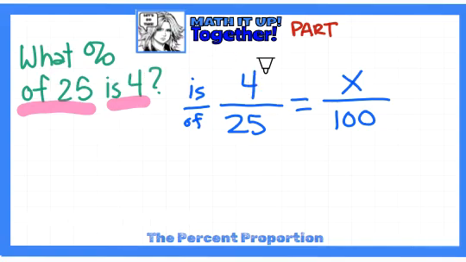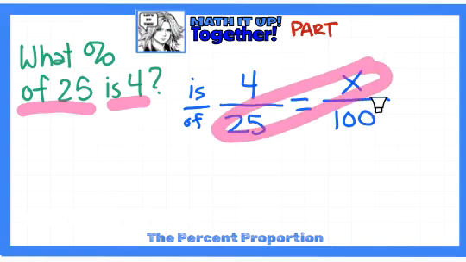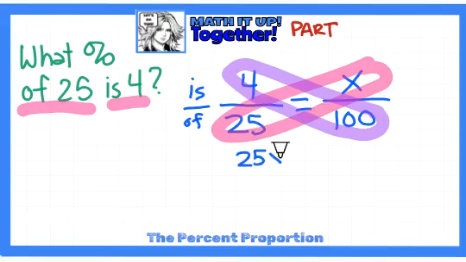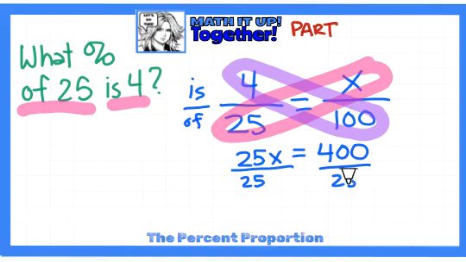There we go. Now we can use that special magic that proportions have, and we can use that to solve our problem. 25 times x is going to be equal to 4 times 100. We'll just simplify that right away to 400. We have our simple one-step equation here.